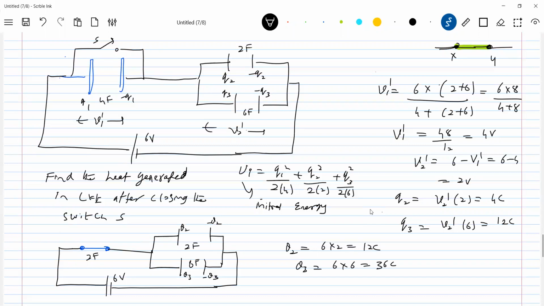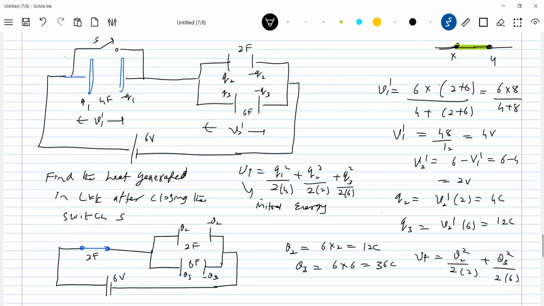Heat generated in the circuit, that was our question. So what is the final energy of the circuit? There will be no charge on the capacitor, so there's no energy there. So Q2 square by 2 into 2. So this is the initial energy.